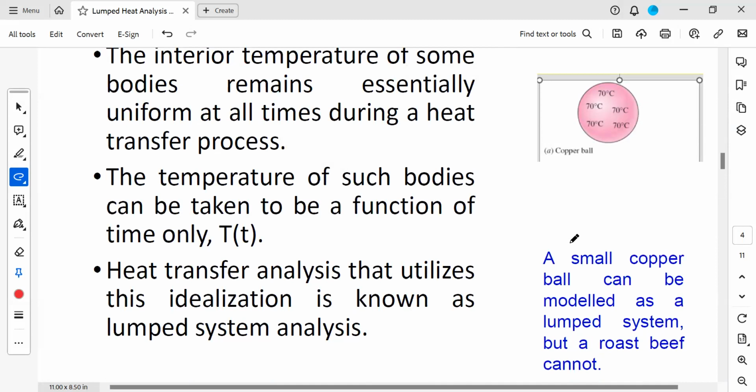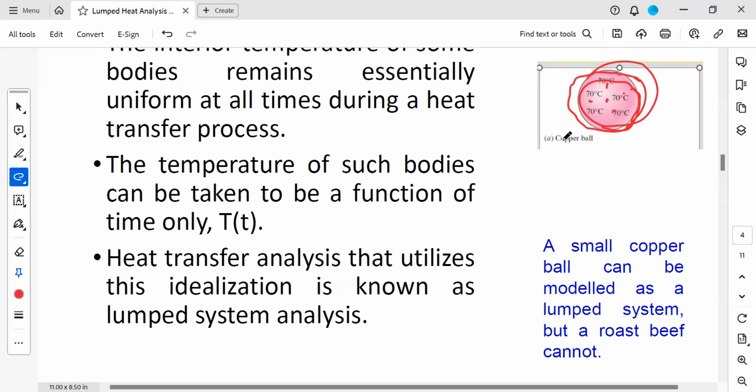I told you that the temperature throughout the body will be uniform in lumped heat analysis. That means at the center you will get the same temperature, at any location you will get the same temperature, and on the surface also you will find the same temperature. That is the concept of uniform temperature throughout the body in lumped heat analysis.